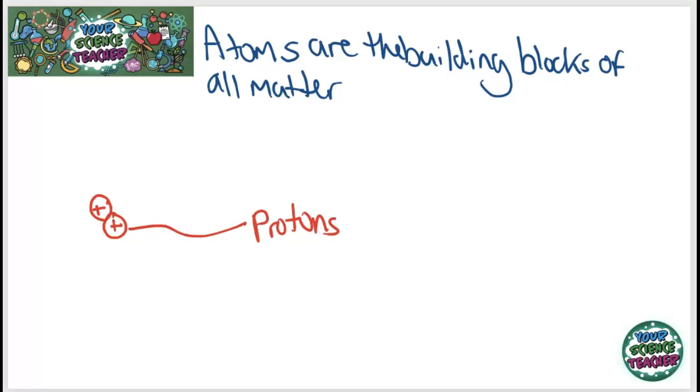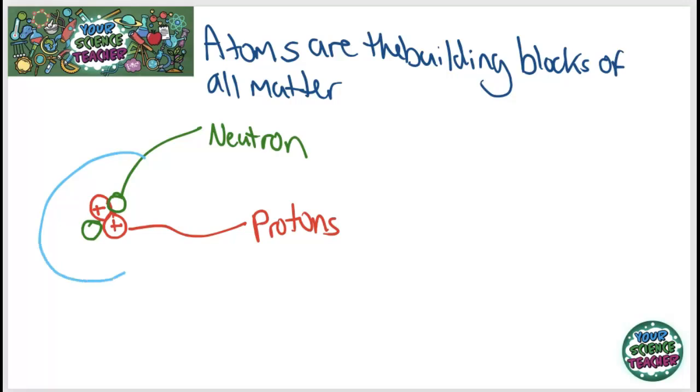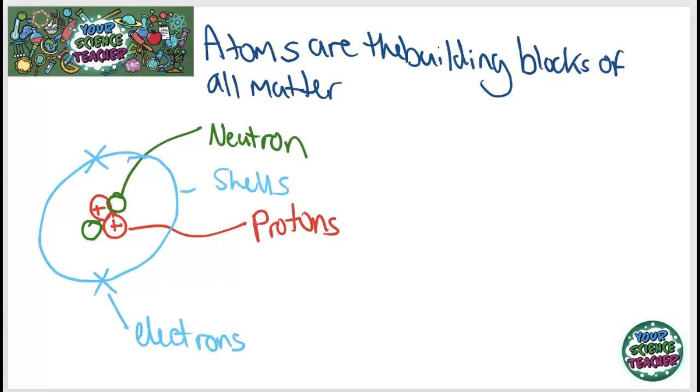Also in the center part of my atom, I have a neutral subatomic particle, and a neutral subatomic particle is called a neutron. And finally, around the outside of my nucleus, in what are called shells or orbitals, I have my last subatomic particle, which are called electrons. And they are found in shells. And this center part of the atom, can you remember what it was called? Yes, that was the nucleus.